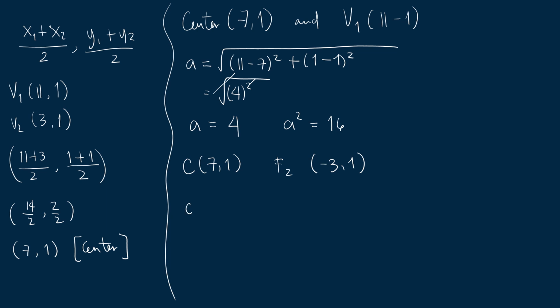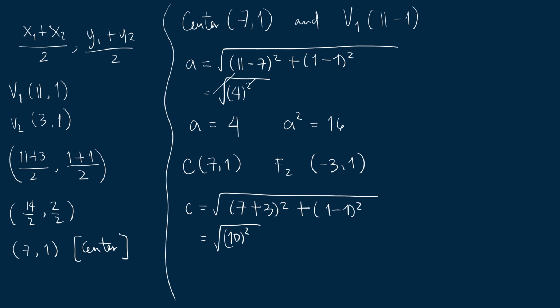So for the variable c, it is the square root of 7 minus negative 3, which will become positive 3 squared plus 1 minus 1 squared. And then we will have 7 plus 3, 10 squared. Same with the variable a, 1 minus 1 is 0, so we do not write it already. And then, therefore, we can now cancel the radical sign or the root symbol and the squared symbol. And the value of c is equal to 10. And if c is equal to 10, we can say that c squared is equal to 100.